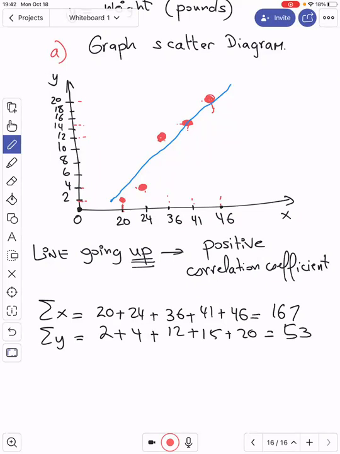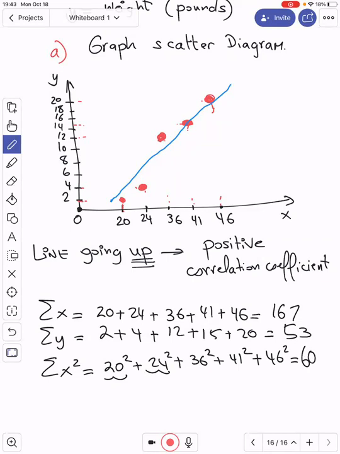We need the sum of the x squared. So the sum of the x squared is the square of 20, plus the square of 24, plus the square of 36, plus the square of 41, plus the square of 46. And when I say 20 squared, that's 20 times 20. Or when I say 24 squared, that's 24 times 24, okay? And I think the answer for this would be 6,069.